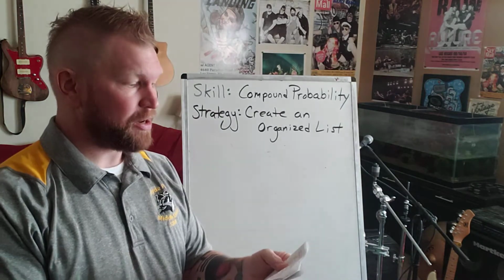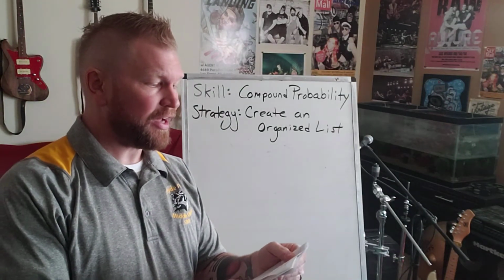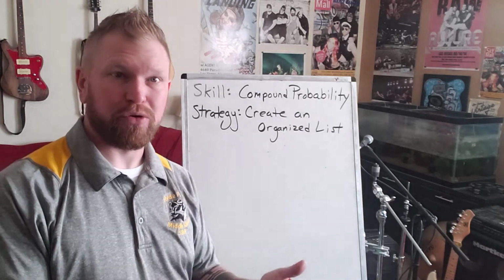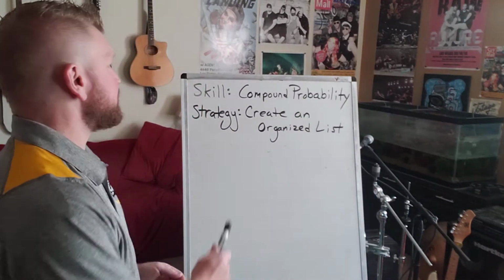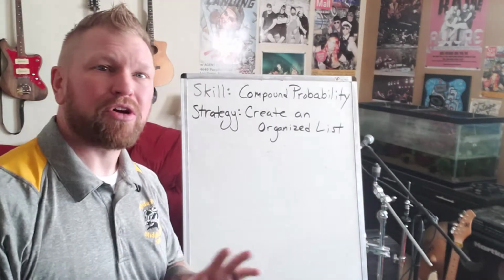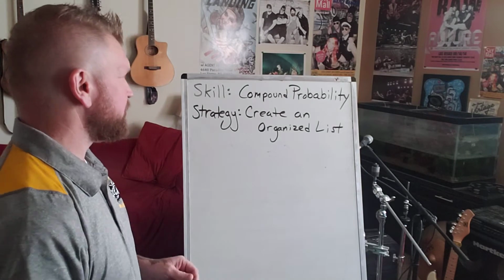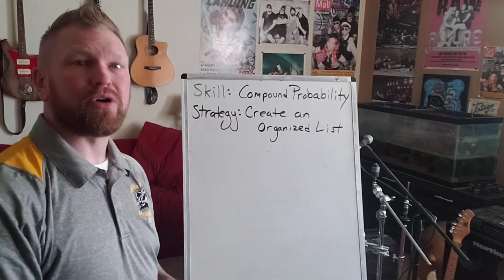All right, for this question, we are asked, if a boy rolls a die twice, what is the probability that the die will land on a 6 both times? Okay, so the skill is compound probability. We'll come back to that skill towards the end of this discussion of the question. But first, we're going to talk about the strategy, create an organized list.